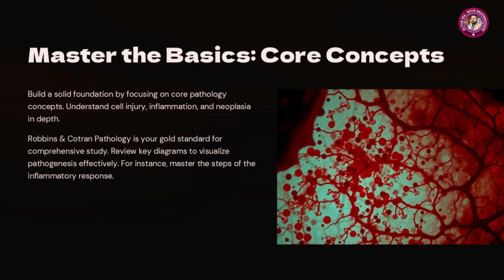Master the basics. Core concepts in NEET PG pathology involve building a strong foundation in fundamental principles essential for understanding disease processes. Key areas include cellular adaptations, hypertrophy, atrophy, cell injury, necrosis, apoptosis, inflammation, acute versus chronic mediators, and hemodynamic disorders, thrombosis, infarction. Neoplasia concepts like benign versus malignant tumors, carcinogenesis, and metastasis are crucial.